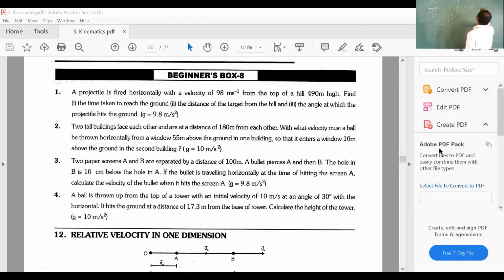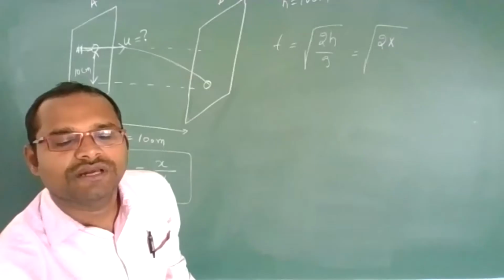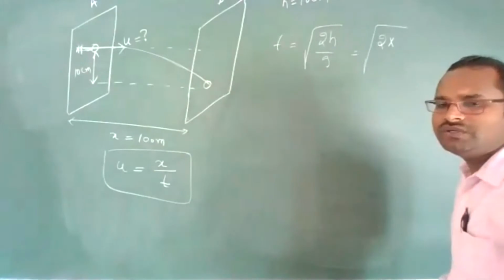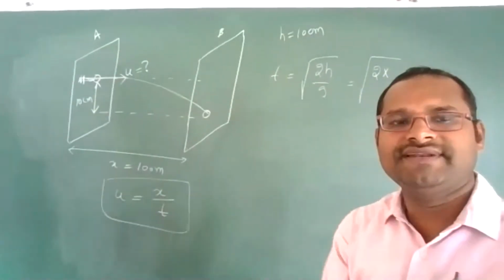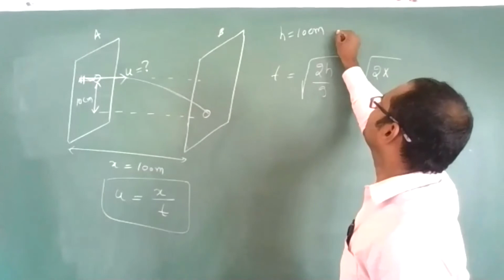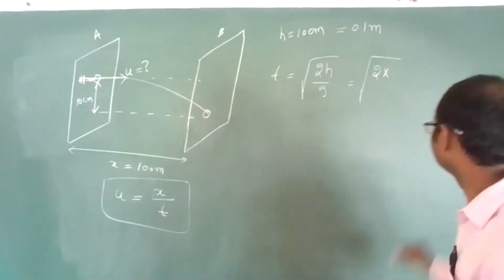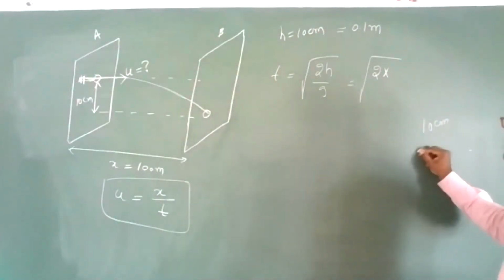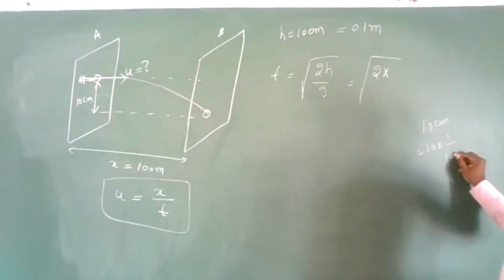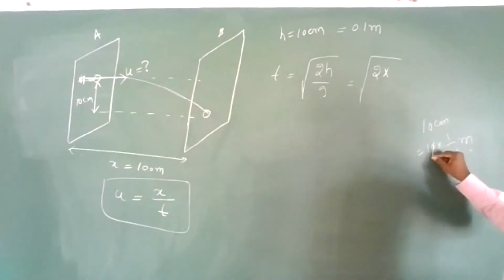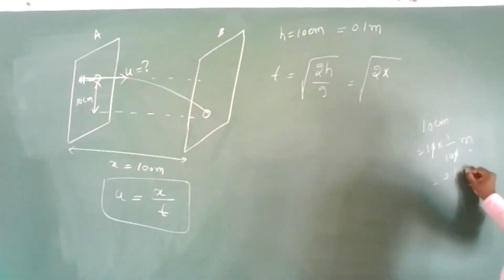So root of 2 into h. How much vertically does it have to travel down? 10 centimeters. h is equal to 10 centimeters. They are given. Are you getting it, students? 10 centimeters is how much? 0.1 meters. 10 centimeters is equal to 10 into 1 centimeter, which is 1 by 100 meters. Zero, zero cancel. 1 by 10 is nothing but 0.1 meters.